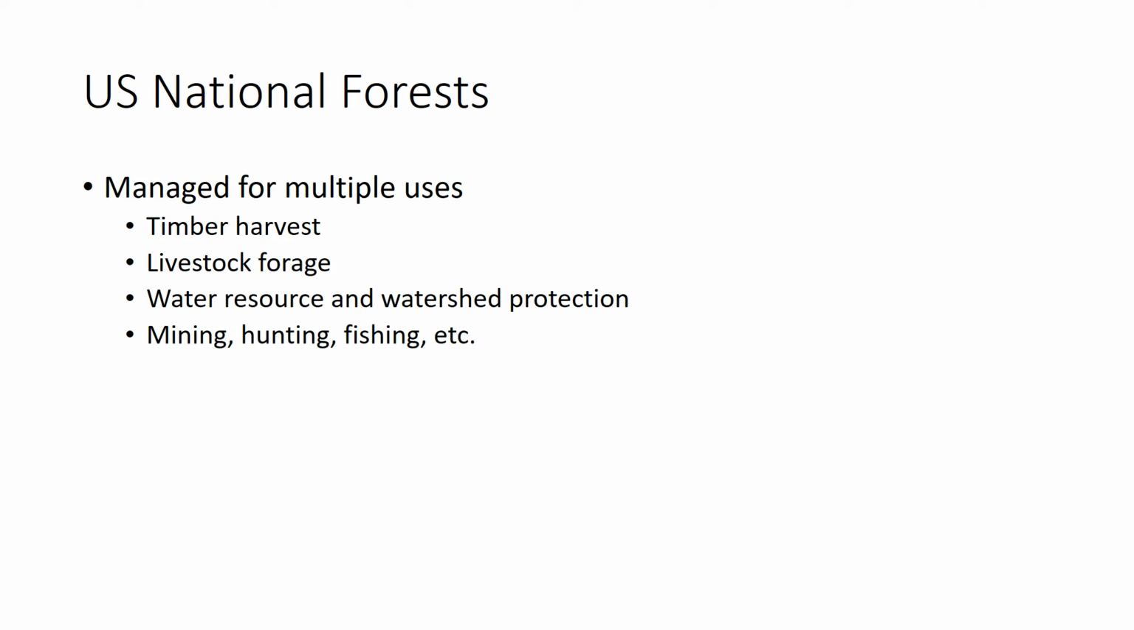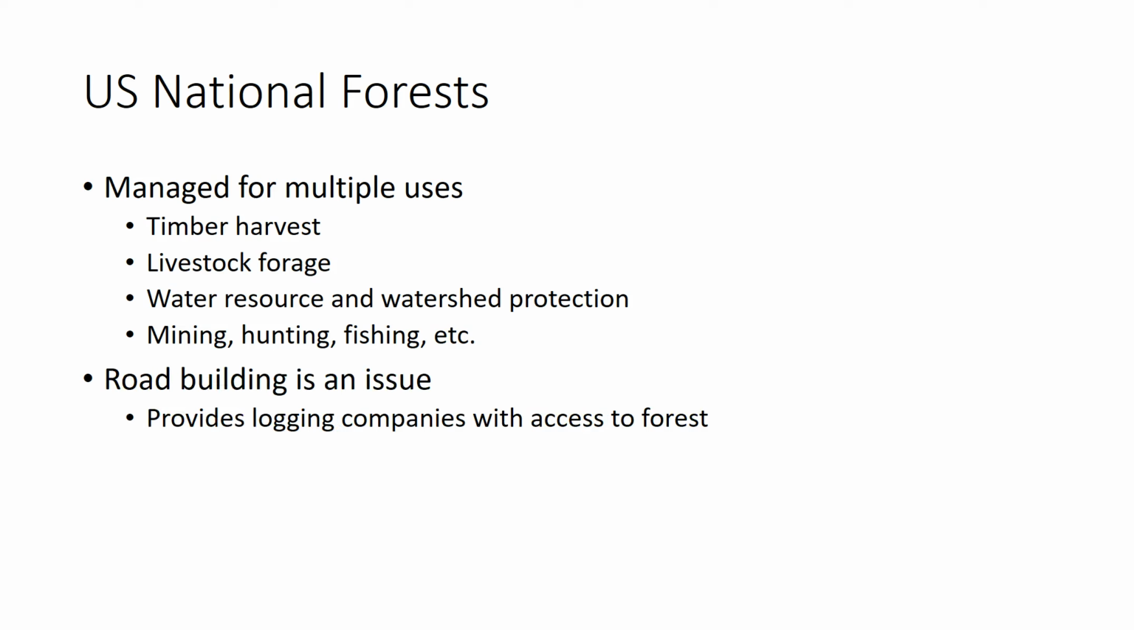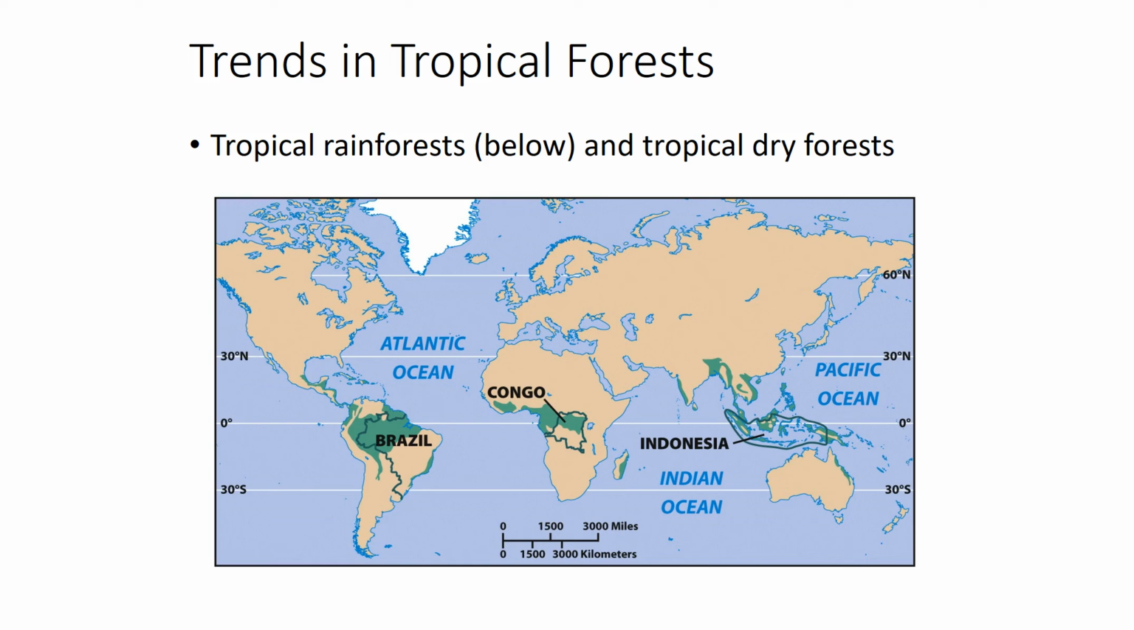But we can go into our national forests and log them, right? We can bring livestock into our federal lands and let them graze, right? We can mine, we can hunt, we can fish in our national forests, okay? But they are managed to help avoid that tragedy of the commons issue, all right? Road building for logging companies does create some issues. Clear cutting is still allowed in our national forests, all right?